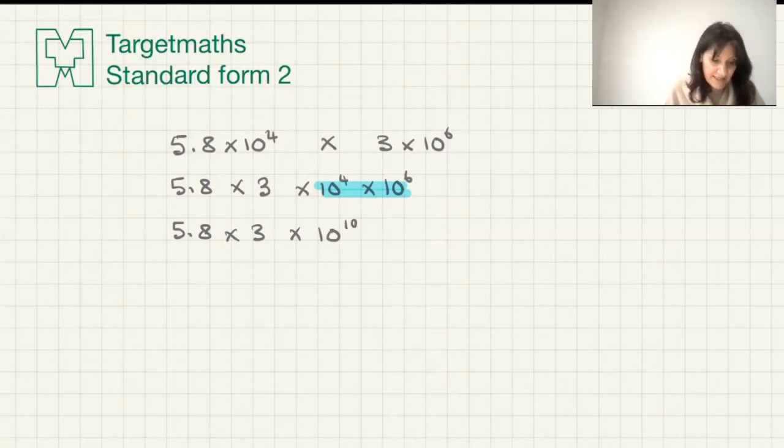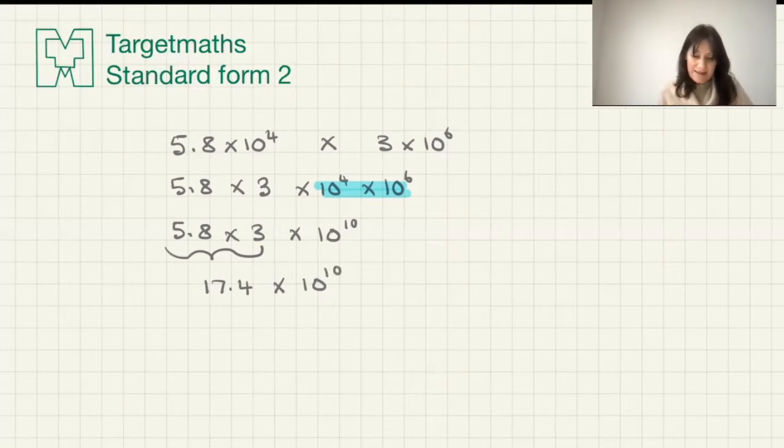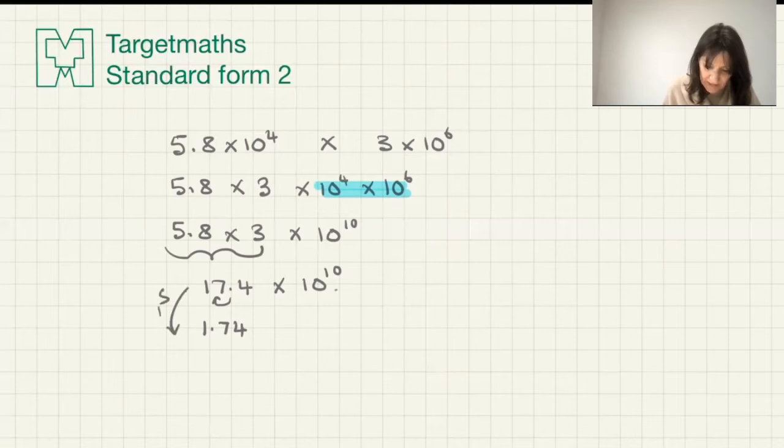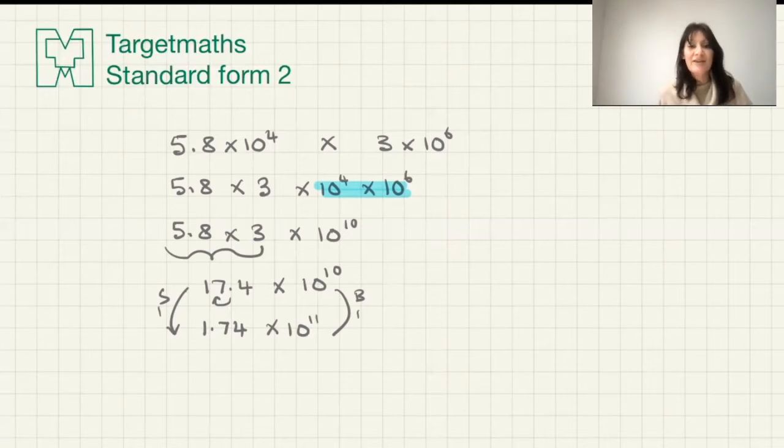So 5.8 times 3 is 17.4. So now I've got 17.4 times 10 to the 10. So I'm doing pretty well here. Now, at the end of the last session, I said you've got to watch out. Sometimes our calculations come out looking like standard form when they're not. So I haven't quite finished because I need to get the decimal here at 1.74. So that has got smaller by 1. So this side is going to get bigger by 1. And we end up with 1.74 times 10 to the 11 for that calculation. Okay.